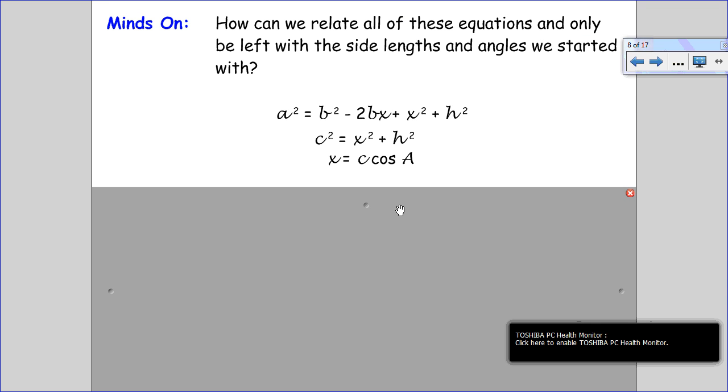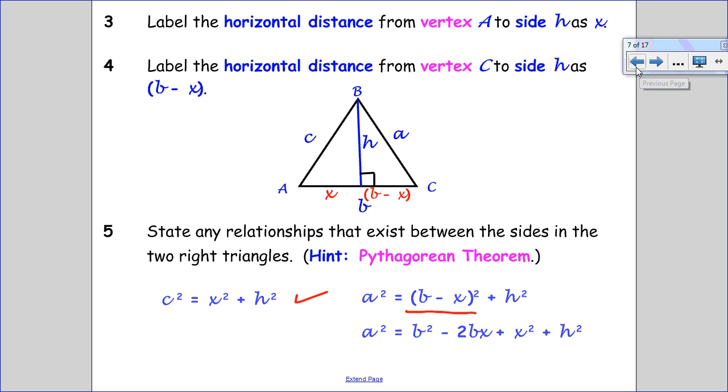So, how can we relate all of these equations? Oh, and I forgot to do a relationship. I missed this step. How did I miss that step? If I look, I've got some cosine ratios I could use that incorporate side h. Cos C is, no I don't. What am I doing? I'm confused for a minute. Cos C is (b minus x) over a. Yes, I do. Sorry, I got confused for a minute. And I have cos A is x over c.